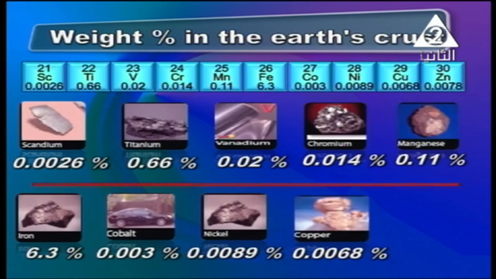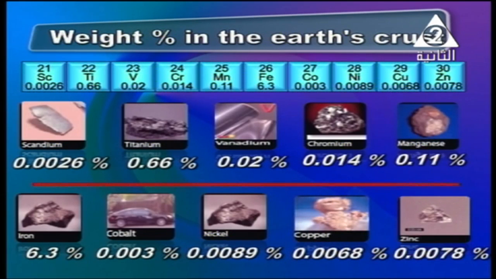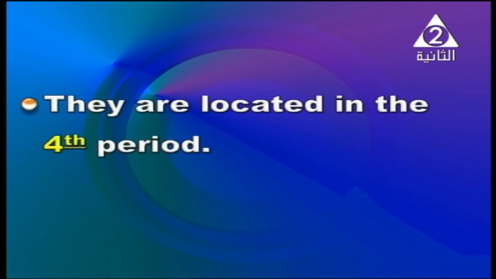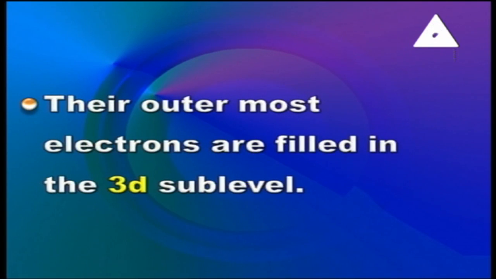0.0089%, and copper 0.0068%, and zinc 0.0078%. So, as shown on the screen, iron has the greatest percentage of these elements in the Earth's crust. And this first transition series forms less than 7% of the weight of the Earth's crust, and they are located in the 4th period, and their outermost electrons are filled in the 3d sublevel.